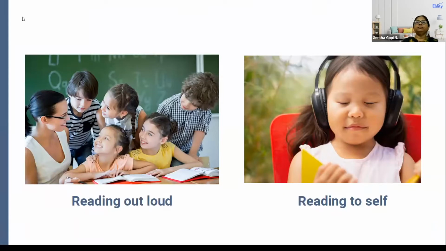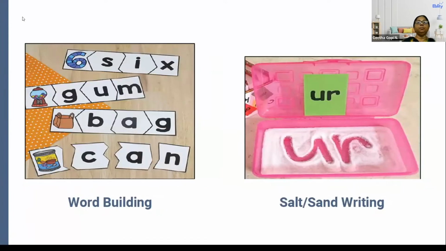Reading to self, so being able to read by oneself. And sometimes you can get the child to read to themselves, and get a feedback. So if they have their headphones on, they can listen to their own reading. Sometimes you can also have recorded versions of their reading, and they can listen to it, so that it helps them to correct their errors, if any. So listening, reading to self, and again using different kinds of modalities here.